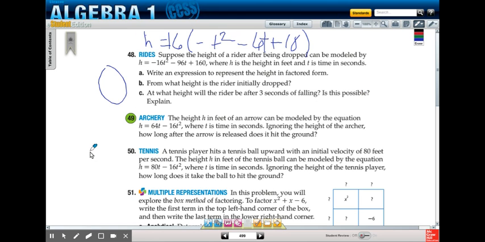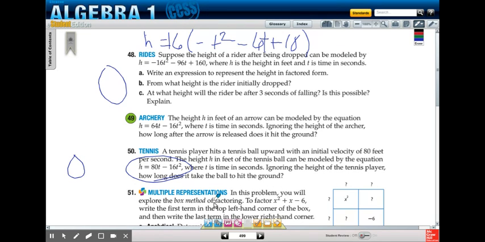And then the last one is 50, which is the tennis player. You have your equation there. Ignoring the height of the tennis player, so you don't have to think about figuring that in. Time in seconds. How long does it take the ball to hit the ground? So in other words, what they want to know is, when will the height be 0?